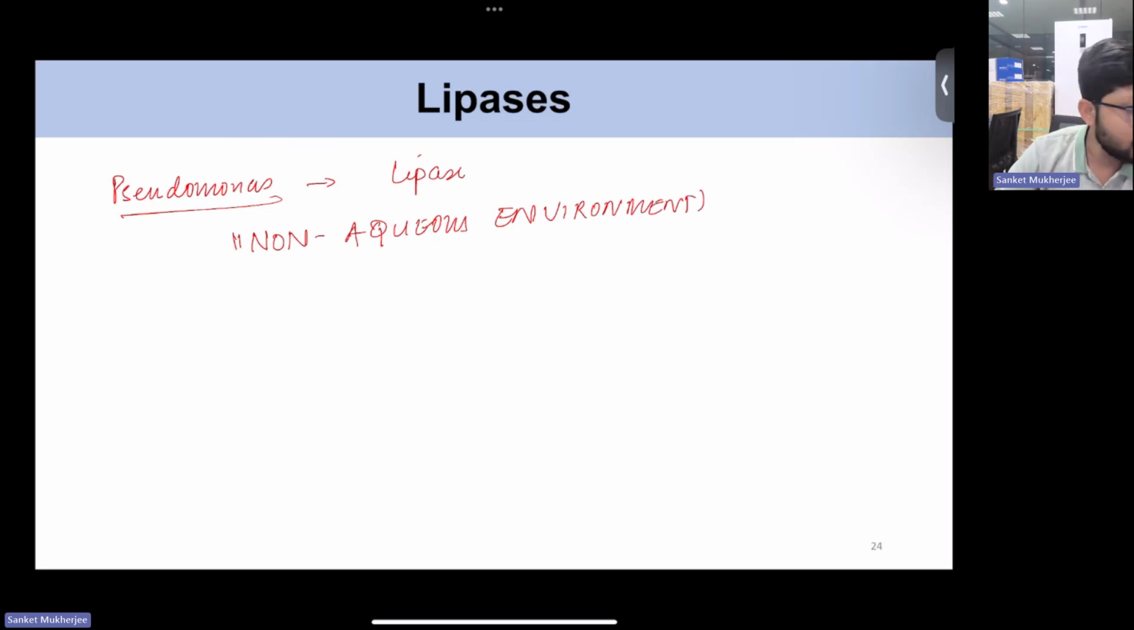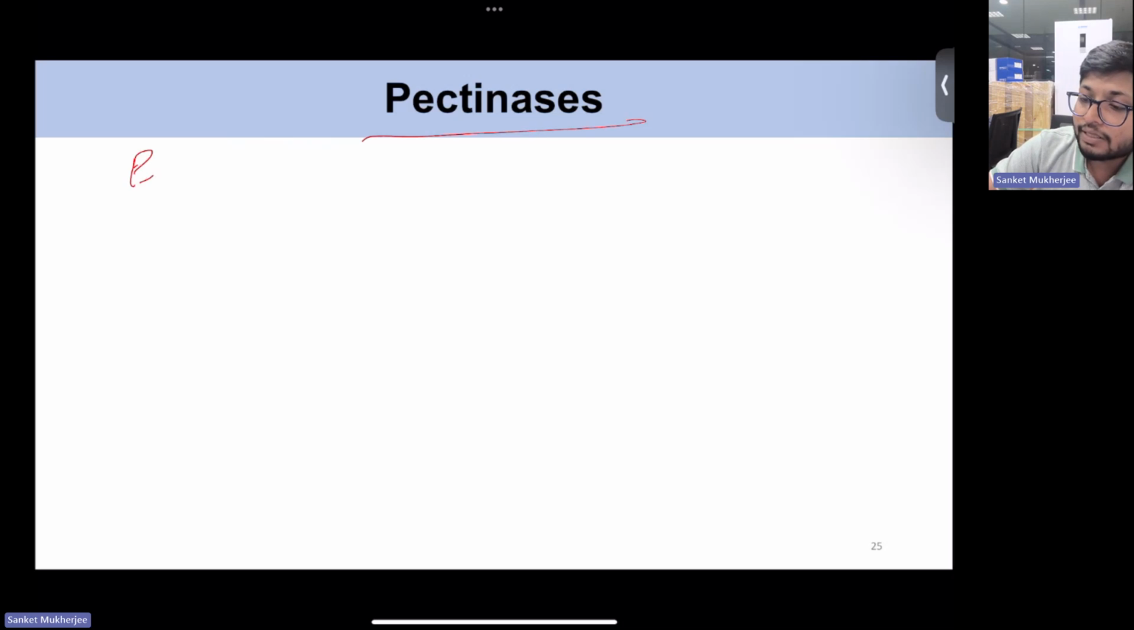So talking about pectinases, there are 7 different enzymatic activities which contribute to the breakdown of pectin. So pectinases basically break down pectin. They're obtained from natural ingredients and are used to produce coffee and chocolate.